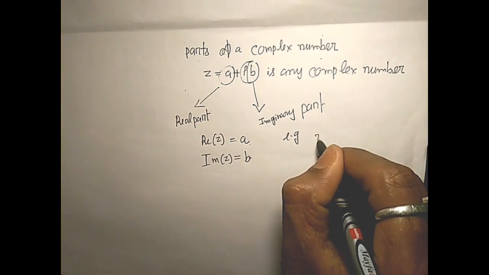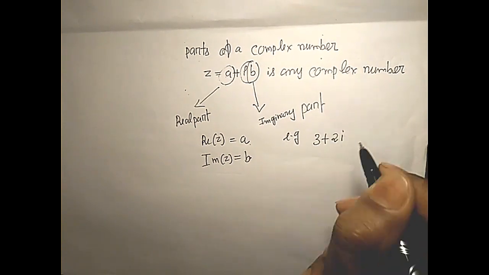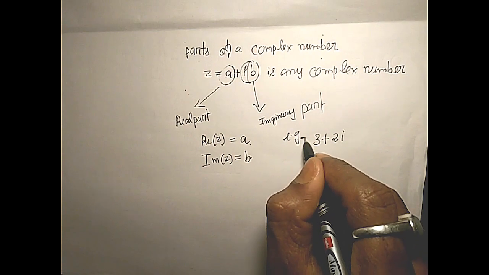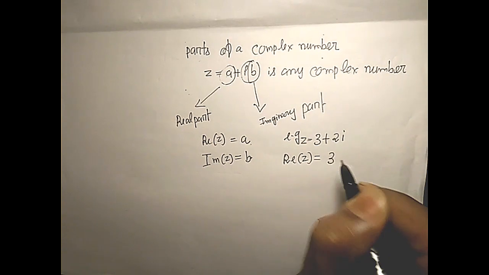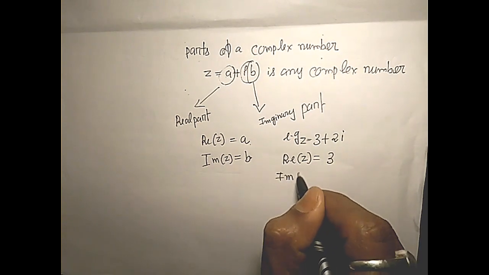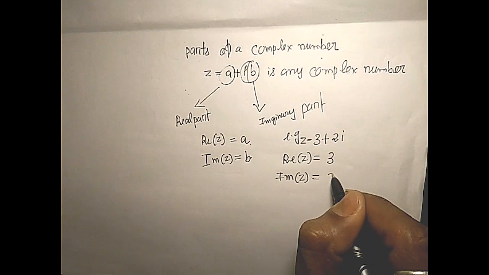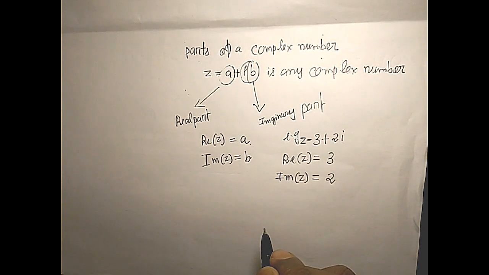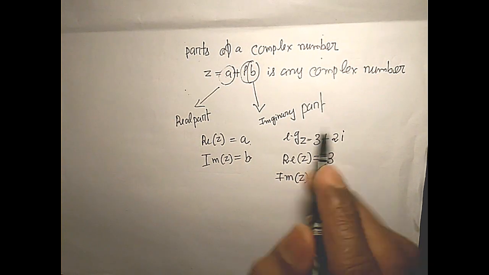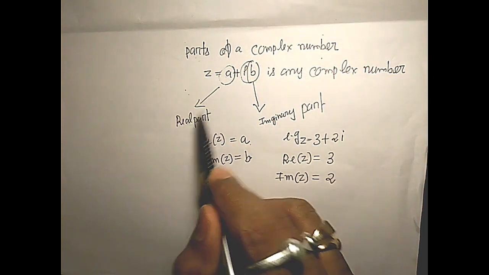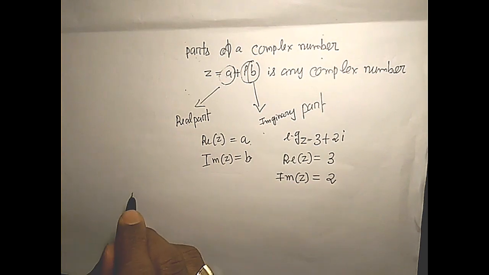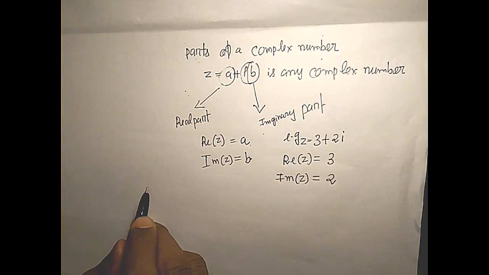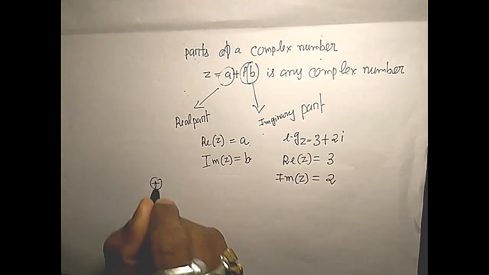So let us take an example. Suppose z equals 3 plus 2i. The real part Re(z) equals 3 and the imaginary part Im(z) equals 2. This is the way to describe the parts of a complex number, the real part and the imaginary part.